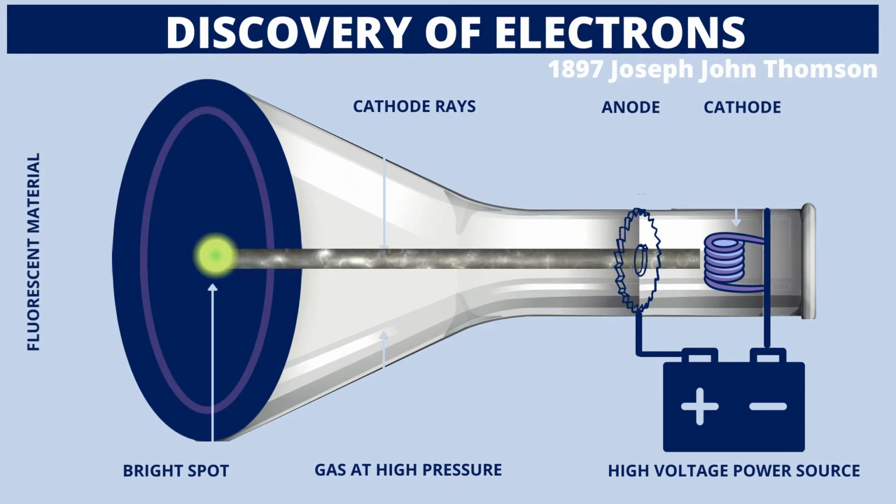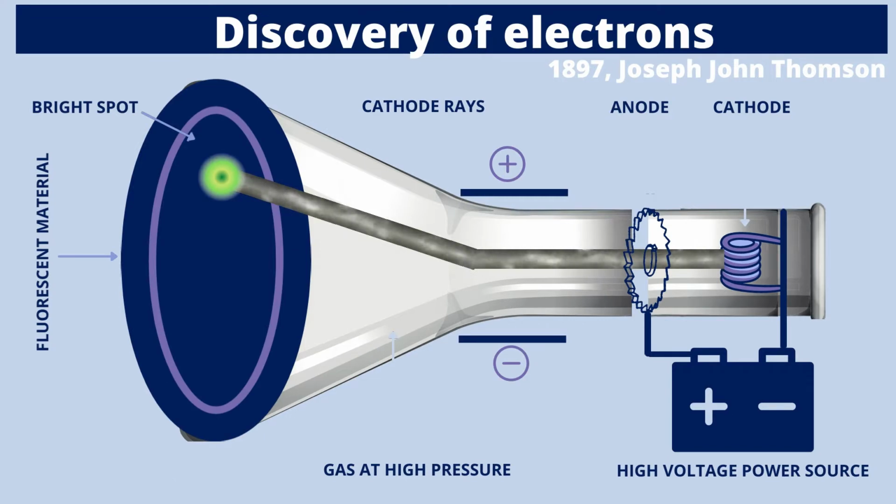Then in 1897, J.J. Thomson discovered the electrons, or negatively charged particles, in an atom using a cathode ray tube, where he found that on heating the metal filament with a high voltage source, it emits cathode rays, and these rays make a glow on fluorescent material. On applying an external electric field, these rays were deflected towards the anode, or positively charged plate. So they must be negatively charged. On the basis of this, he gave another theory of the atom.